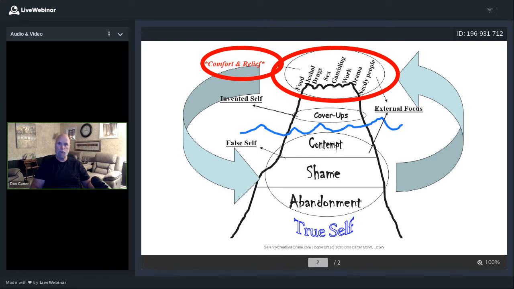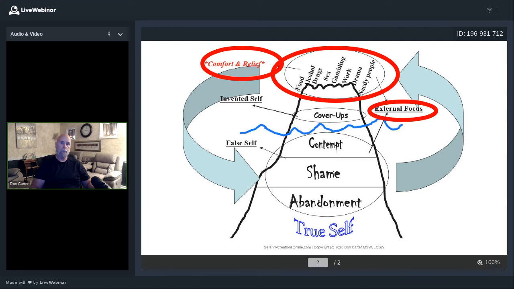Grandma starts with, here, have a cookie, it'll make you feel better. Or maybe I discover alcohol or pot or sex or gambling or work and success or drama, tornadoes in my life, or taking care of needy people. All of those things provide me with an external focus to keep my attention out here and some semblance of comfort and relief, at least in the beginning.